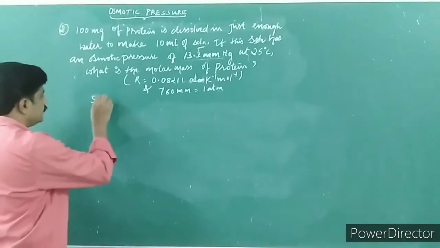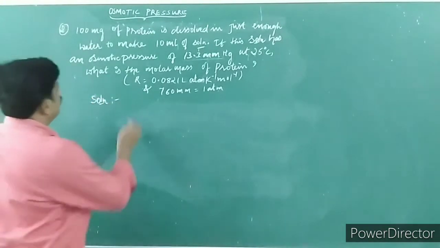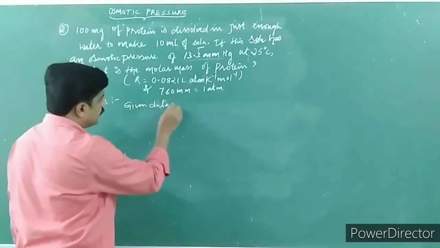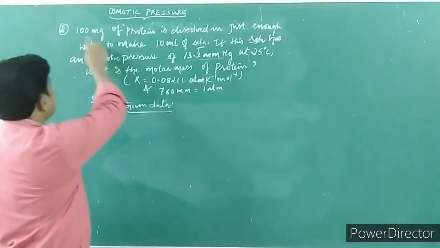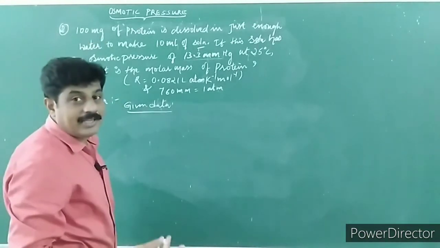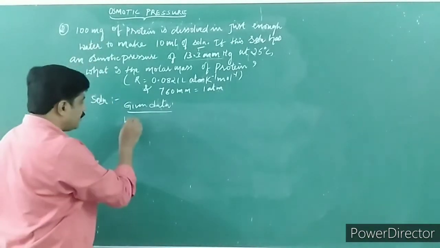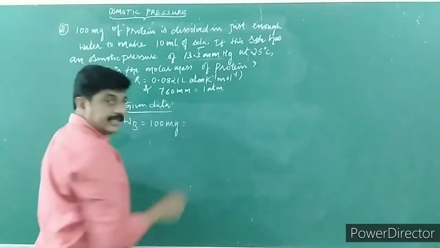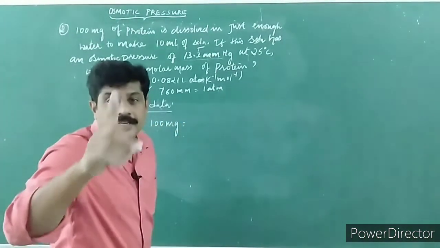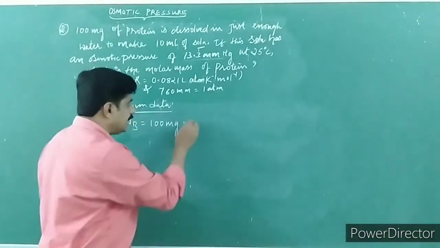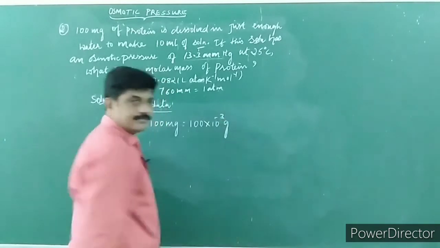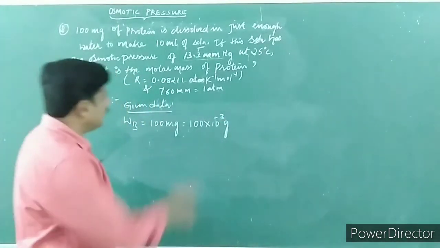Solution. Let me write the given data. Children, they are saying here 100 milligram of protein. That means WB is given. WB is equal to 100 milligram. Children, if it is in milligram, you need to convert that into grams. How do I convert this? Look here, 100 into 10 to the power minus 3 grams. Hope you are getting that. Okay, and what else is given?